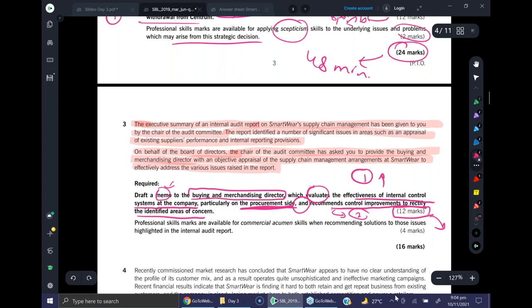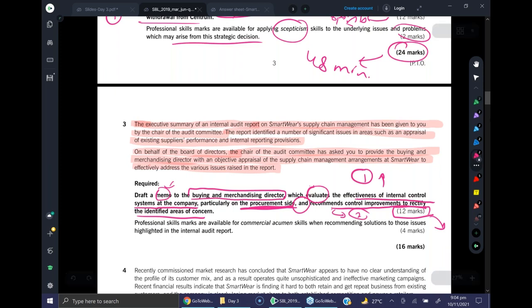Now this is an interesting question, because in the exhibit, there are actually 3 to 4 problems highlighted. So for 3 to 4 problems, we cannot possibly get 12 marks, generally speaking, right? So here the marking scheme says that 2 marks per point are available for discussing the control problem and explaining it. And 2 marks per point are available for recommending control improvements. So you'll have to explain the problem and the recommendation really well in order to get to that 2+2, 4 marks per point. Is that clear?